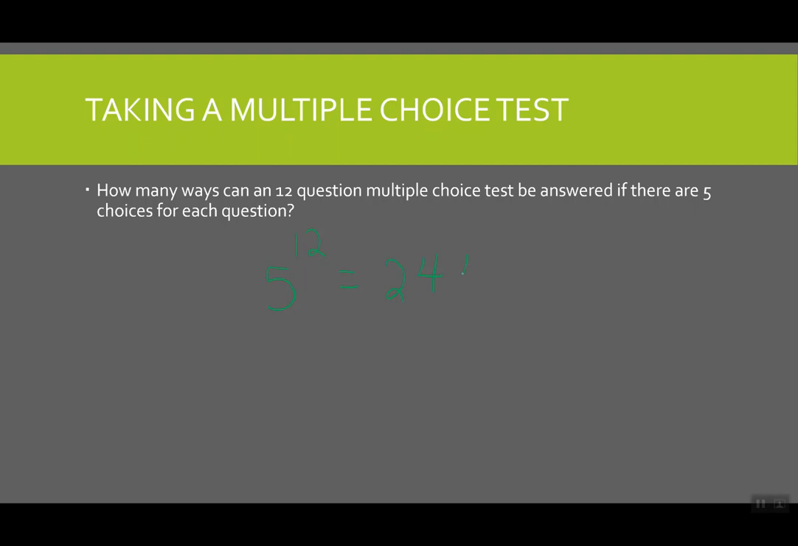So here's my number, 244,140,625, and the commas, so I can read it well. 244,140,625 different ways to answer that test.